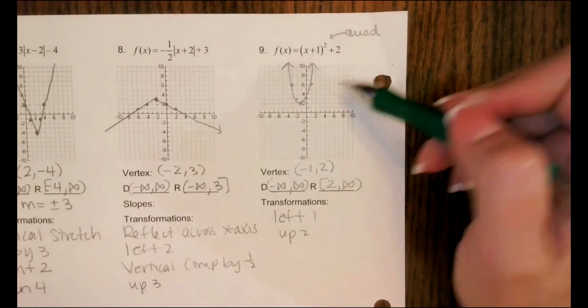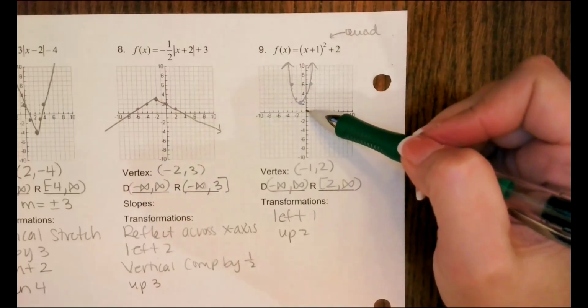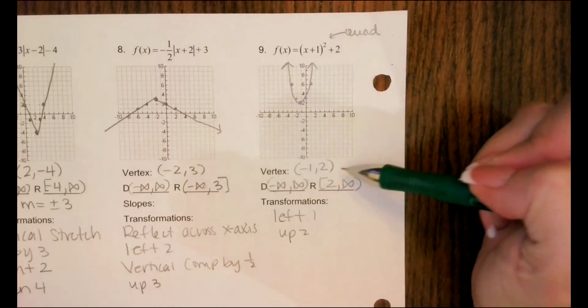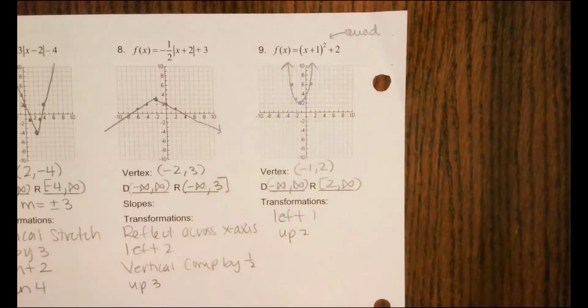All right, so here they are. My quadratic, it's moved to the left 1 and up 2. So it looks like this, left 1, up 2. Everything else is still the same from the parent function. There's our vertex and our domain and range.